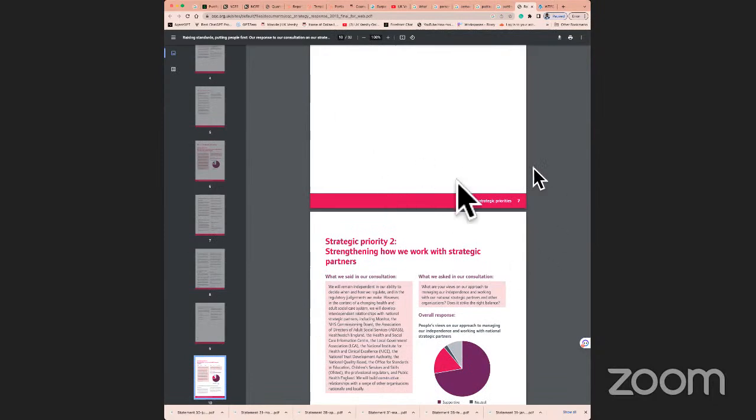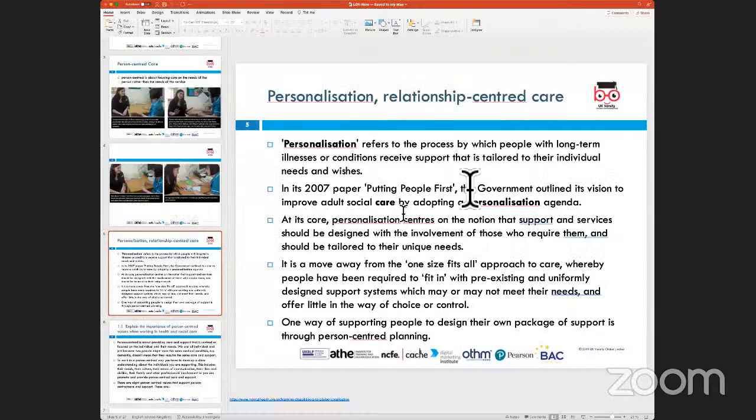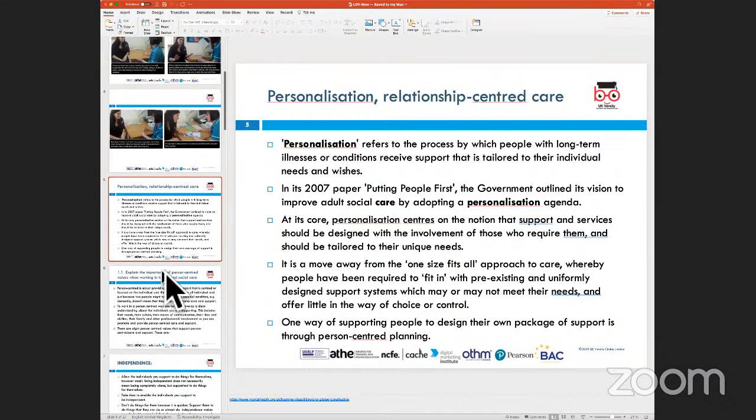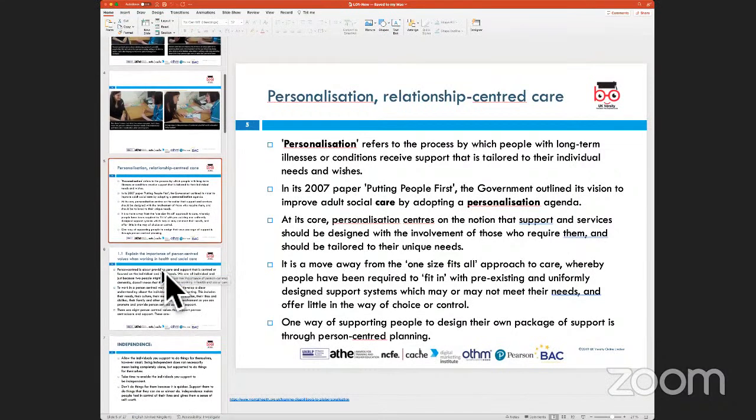This PDF document will also be available on Moodle for you to do some additional reading, and this will allow you to understand the background behind putting people first, and why this white paper published by the government led to Lord Darzi's report in 2008, and then slowly and gradually led to the incorporation of PCA as a concept into the NHS.